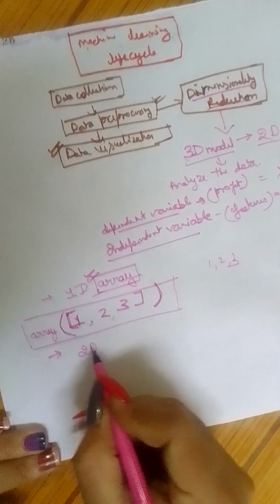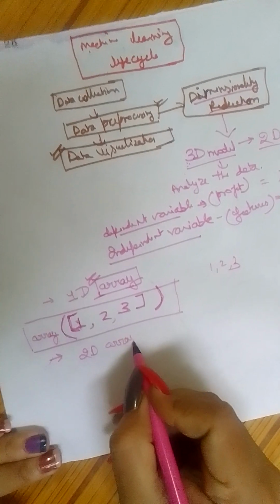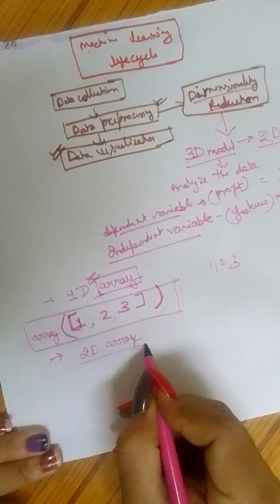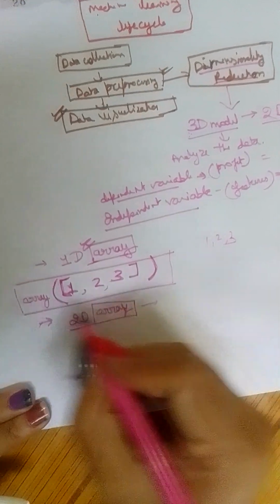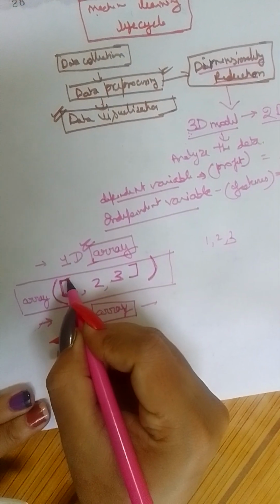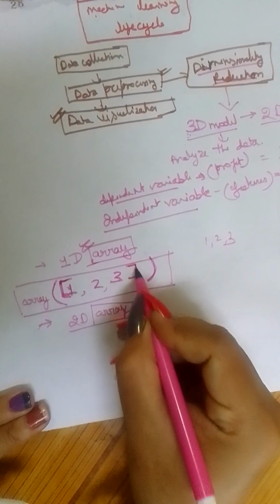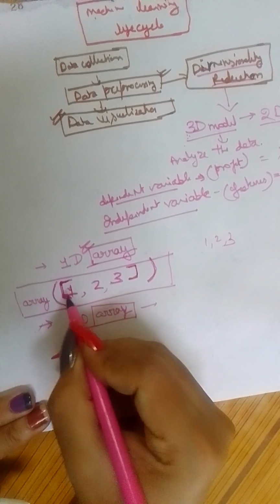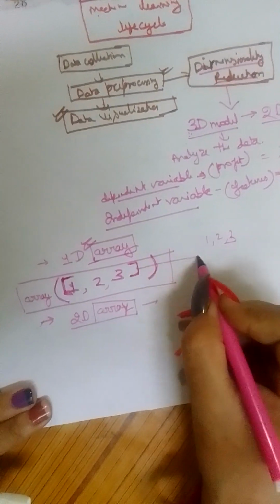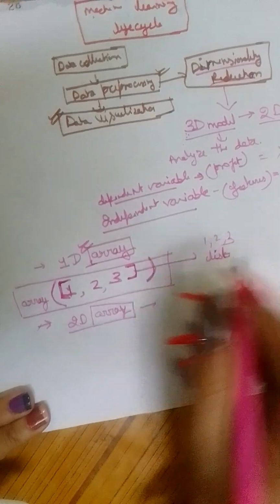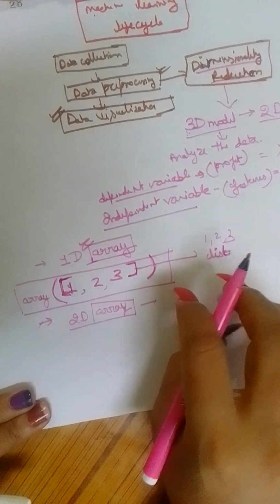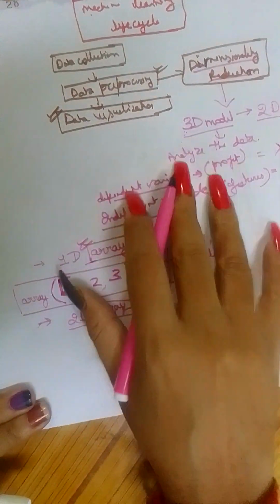Now comes the 2D array. Now you understand what an array is? In Python language, whenever you see this bracket, we call this thing a list. What do we call it? List. So just keep learning Python language side by side also. I'll start teaching you Python language slowly so that it won't be a burden on you.